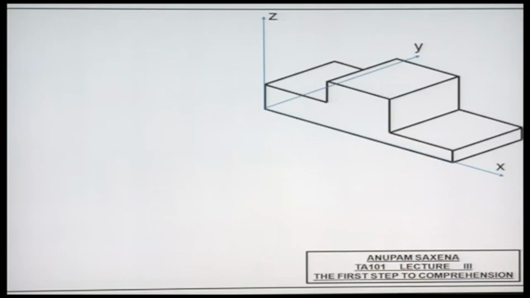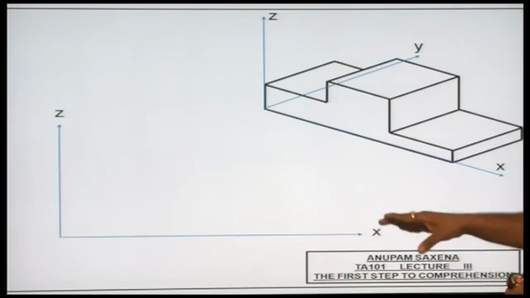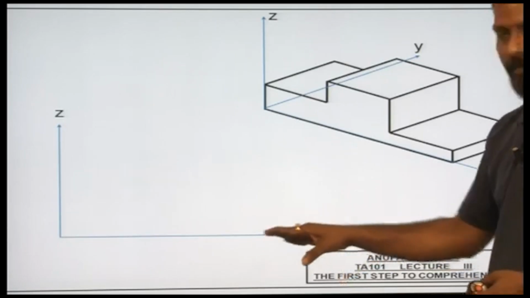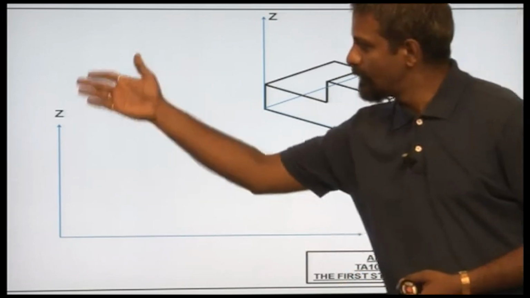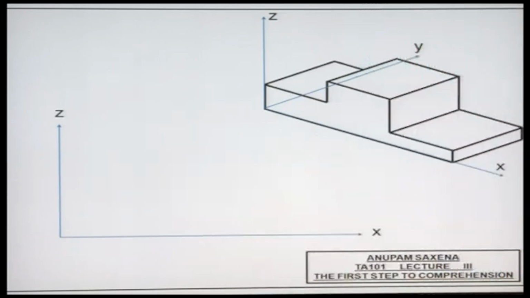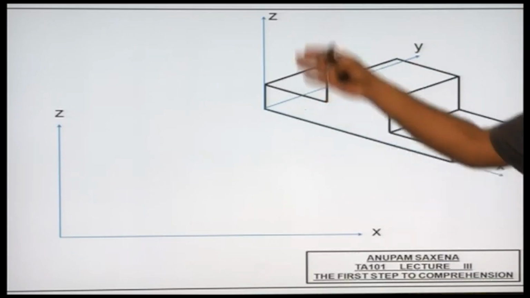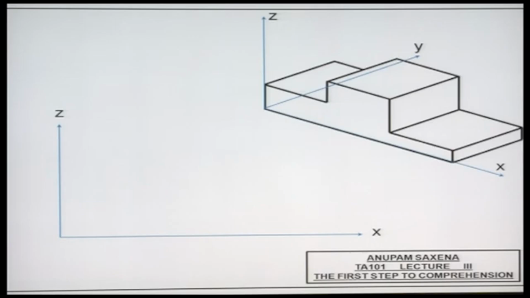So let's draw the axes. When you're drawing the orthographic views, this is just for your understanding, just for your comprehension, but essentially when you're drawing the orthographic views, you will not be drawing these axes. It's just for you to understand. All right, so let's look at what we see on the xz plane. Do we see this edge?